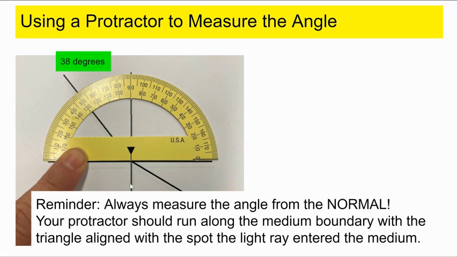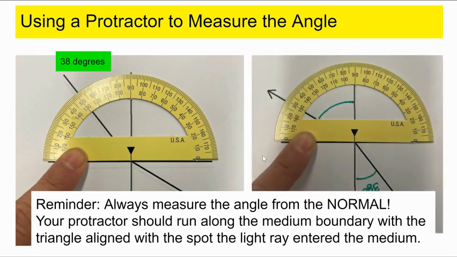If I want to measure the angle of refraction right here, I'm going to need to flip my paper upside down. And again, I want my protractor to run along the medium boundary, making sure that the middle of it is right at the normal, that perpendicular line to the medium boundary, and running through the 90 degrees. To measure my angle of refraction, I'm measuring from the normal out to the light ray. So again, I'm going to start at 90 degrees and count backwards.